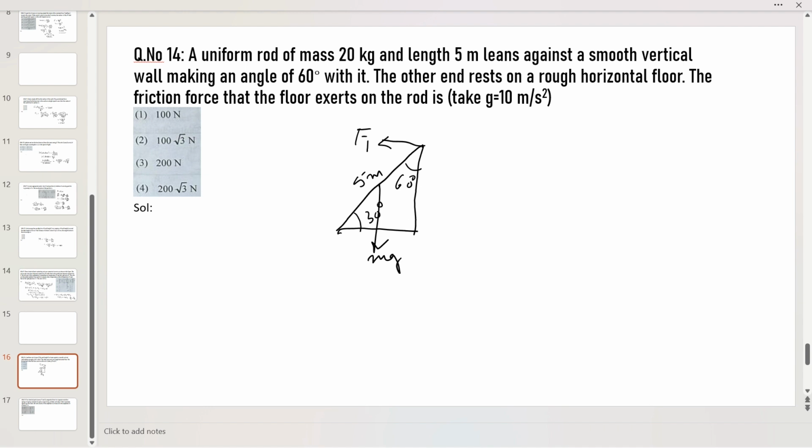Now we are going to find the torque. The points are A, B, and C. We find the torque about this point A. So F1 into BC is equal to weight W into AE, where this point is E. Here this F1 force will be the frictional force.